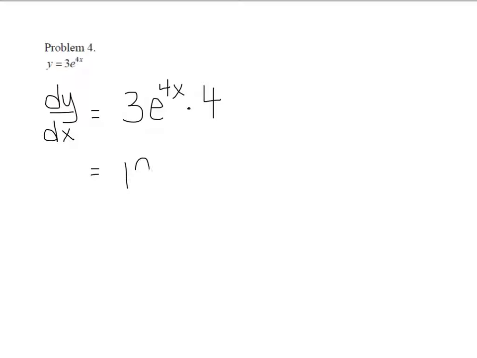Problem 4. Now we're to exponential problems. Y equals 3 e to the 4x. So we want to find the derivative. So dy dx equals, 3 is a constant, leave it. The derivative of e is itself, e to the 4x, times du, which is the derivative of 4x, which would be 4. So we would have 12 e to the 4x.